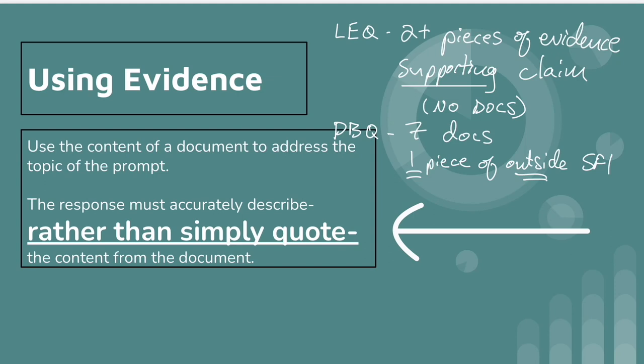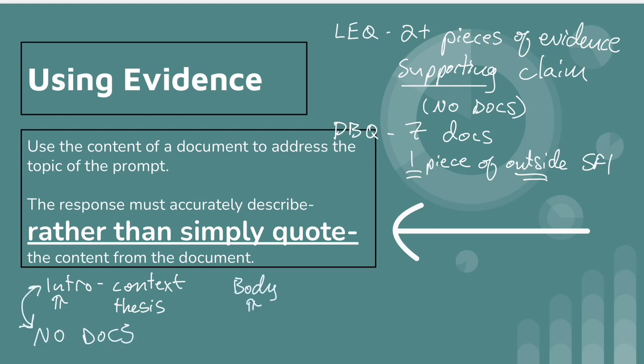So we know that in the intro paragraph, there are 2 points. You have context, which is background information. Then you have your thesis, and there are no documents in that intro whatsoever. Then you move into the body paragraphs. And in the body paragraphs, you're going to get evidence points and analysis points. So the first evidence points we're going to talk about, number 1, you have one piece of outside evidence, not in the documents. And then you have to actually use the documents.